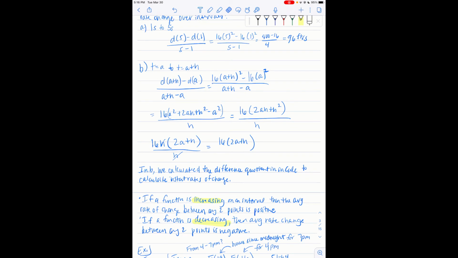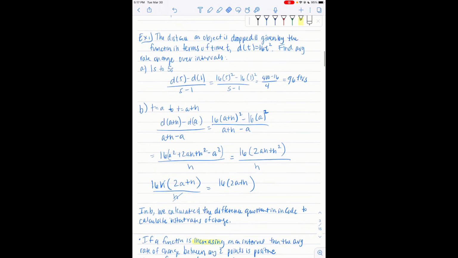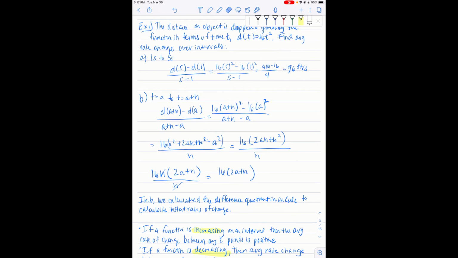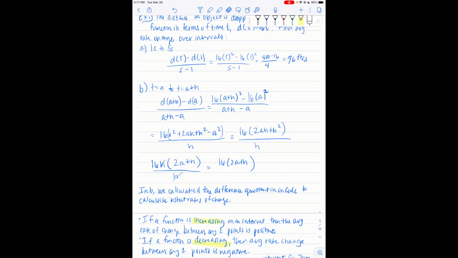So actually in part B, what we calculated was the difference quotient, which you'll learn more about in calculus, but it's used to calculate instantaneous rates of change. So here we did a little preview. But all you need to know is basically how to get the difference quotient, not really knowing the instantaneous rate of change or anything like that. So we're able to do that.